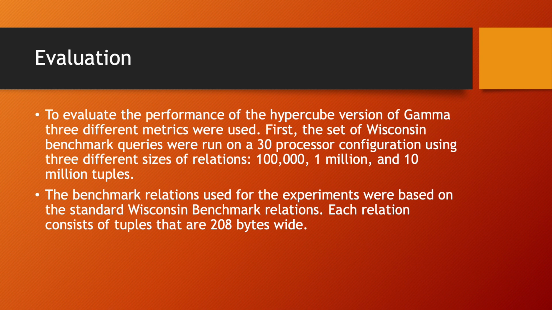To evaluate the performance of the hypercube version of Gamma, three different metrics were used. First, the set of Wisconsin benchmark queries were run on a 30-processor configuration using three different sizes of relations: 100,000, 1 million, and 10 million tuples. The benchmark relations used for experiments were based on the standard Wisconsin benchmark relations. Each relation consists of tuples that are 208 bytes wide.